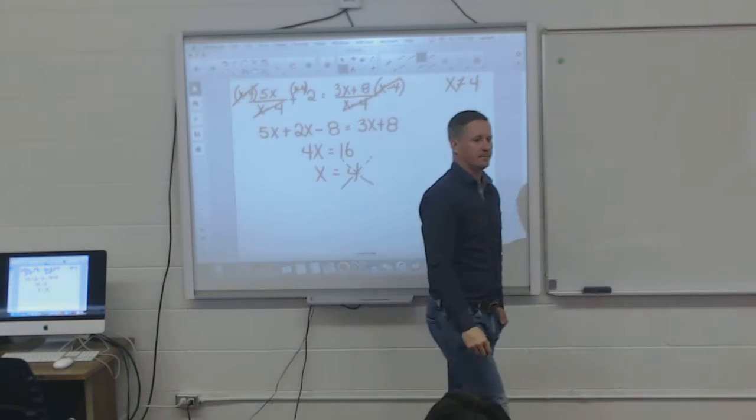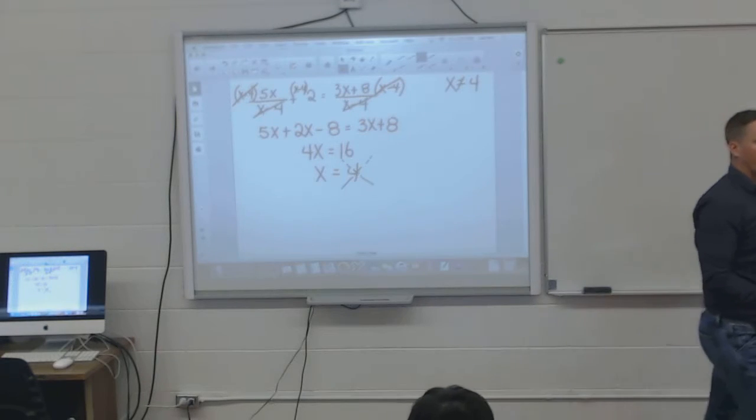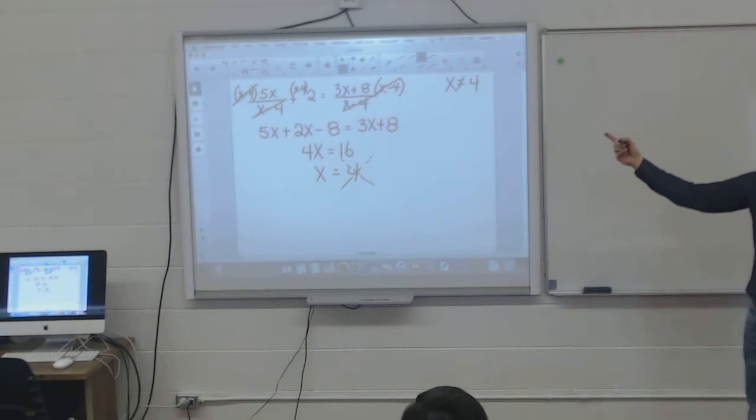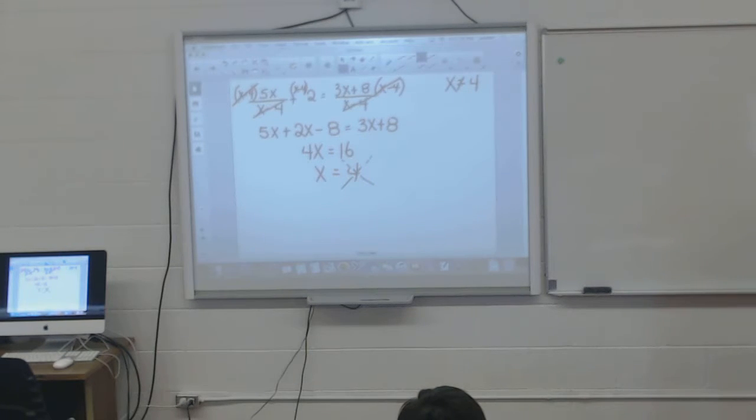Put an X through it. You showed me that it was equal to 4, but you also showed me it can equal 4. So I put an X through it, and all that does is tell me, hey, 4 doesn't work as an answer here. So basically there's no solution to this question.